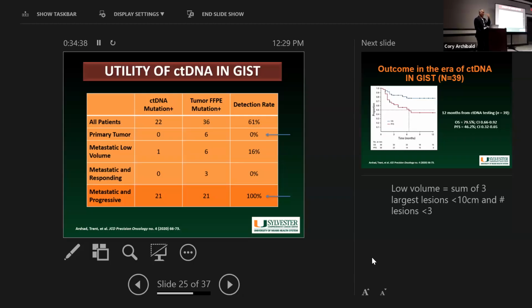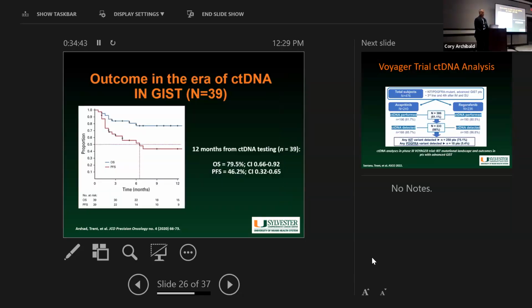So how does ctDNA impact patient care? That's the next question. This is our data. Again, it's a small number of patients, only 39 patients. We looked at the 12 months from ctDNA testing and looked at progression-free survival. On this curve, the lines are going across. Each downward deflection means a patient's tumor started growing again. As long as it's flat, the patient's tumors aren't growing. So the more downward deflections, the more patients' tumors are growing.